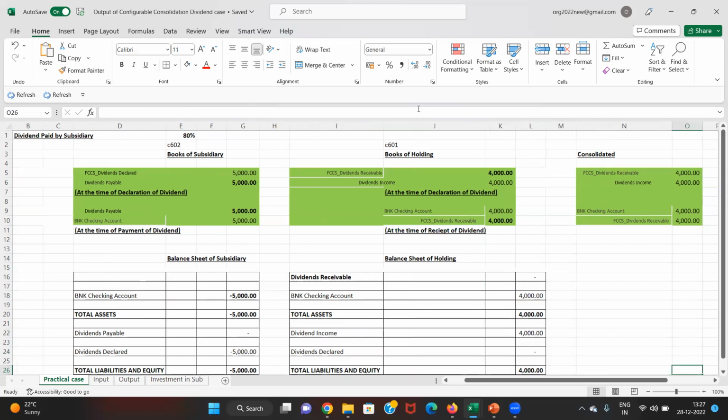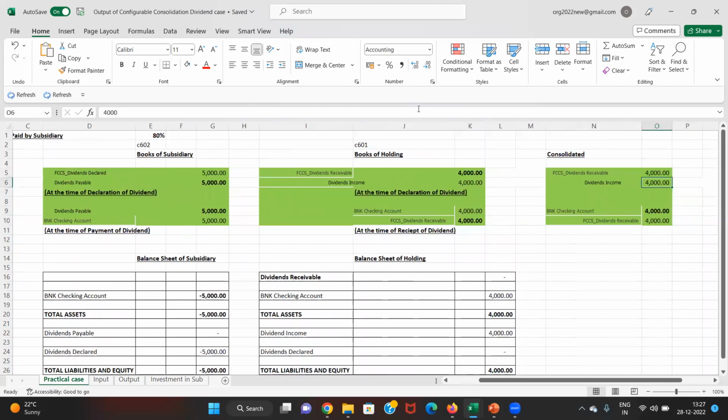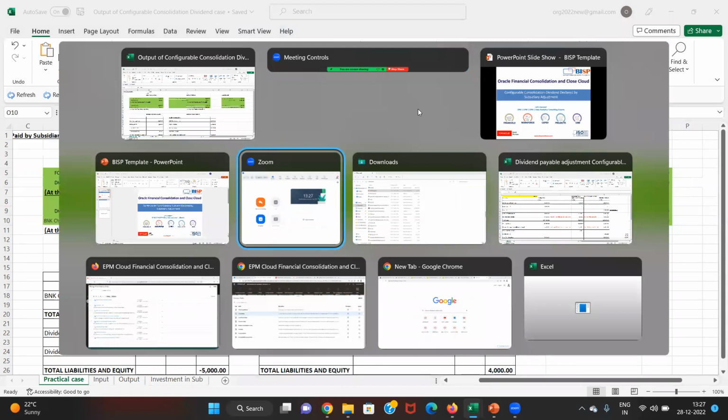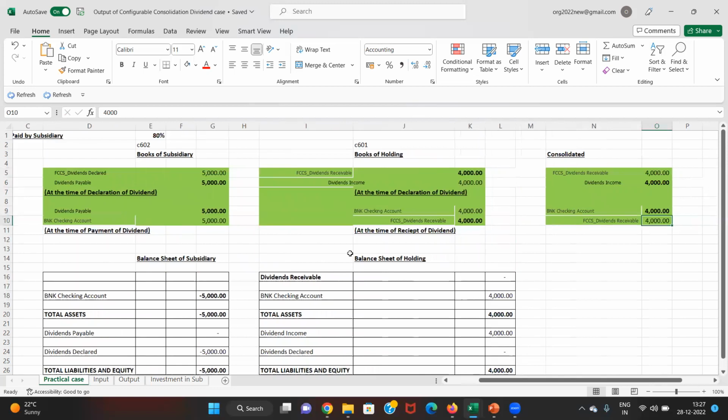And when we consolidate, since the dividend income is not an intercompany transaction, it is a normal income which is earned due to the investments made by the holding in the subsidiary. So we'll have to record the same entries that are recorded in the holding, which is bank debited and dividend income credited. The dividend receivable account would be debited and credited and would get nullified. So the full case scenario for these entries is shown in another spreadsheet. So we'll just go to that spreadsheet and see what the exact case scenario is there.